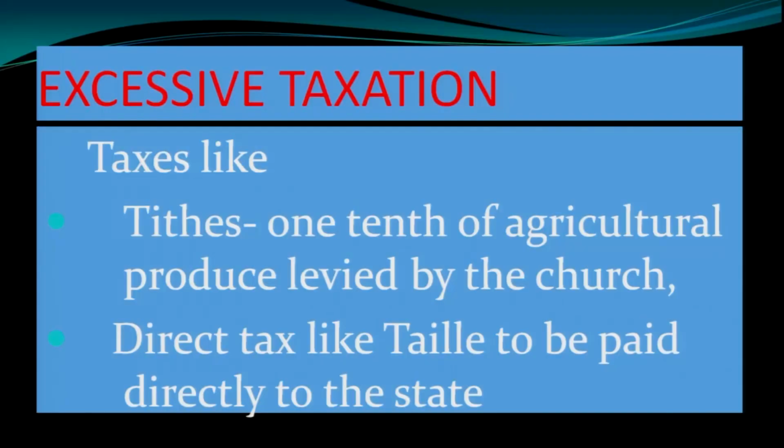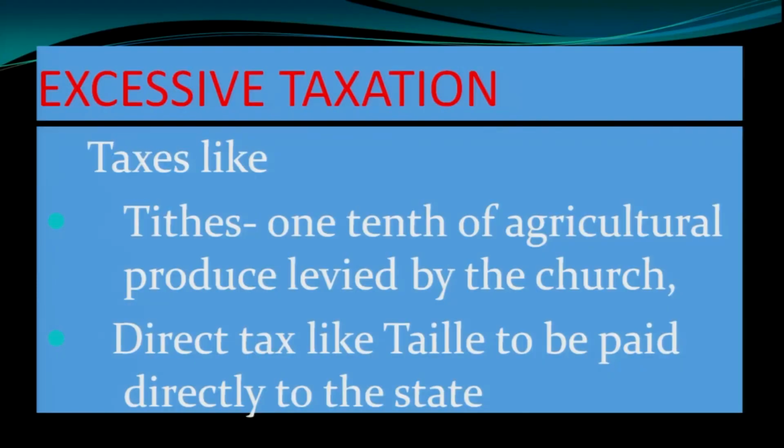Moreover, churches also extracted their own share of taxes. That is called tithes. That means one-tenth of the agricultural produce. Students, you must understand there is a difference between tithes and taille. Tithes was the tax consisting of the agricultural produce. What portion? One-tenth of the agricultural produce. And it was levied by the church.